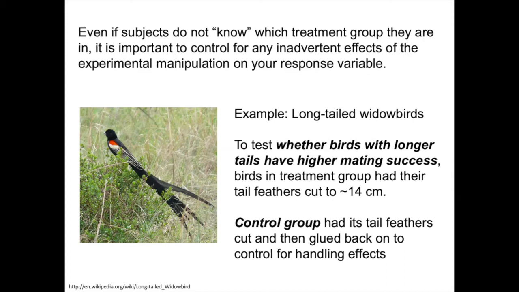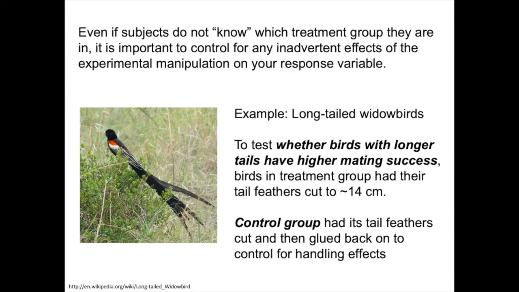So, for example, in this study of long-tailed willowbirds, the researchers were interested in testing the effects of the length of a male's tail on his mating success. And instead of relying on observational associations between the size of a male's tail and his mating success, the experimenters experimentally manipulated the length of a male's tail by cutting their tail feathers back to a length of 14 centimeters.